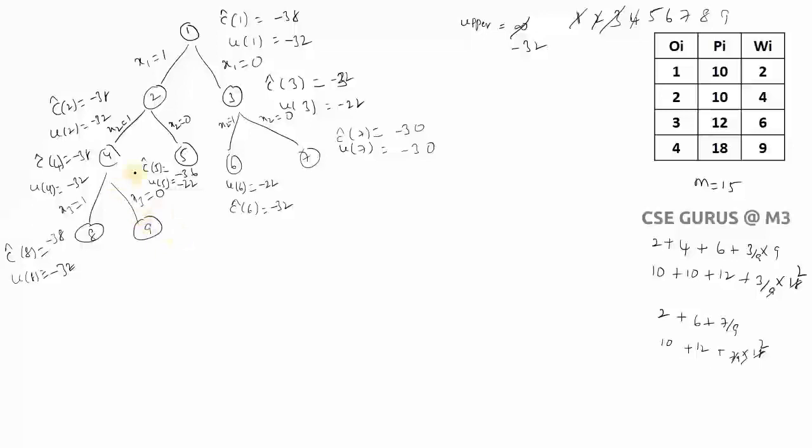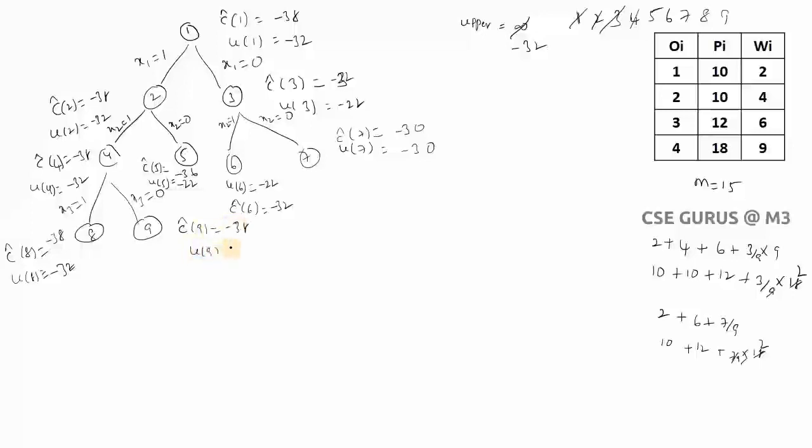So what about this one? Here the first and second objects must be included, the third object don't include. That means 2 plus 4 I include, and the third must not be taken. So I'll take 9. 2 plus 4 plus 9, so total 15. Exactly, it is filling the bag. So 10 plus 10 plus 18, totally minus 38. So here c cap of 9 is minus 38.